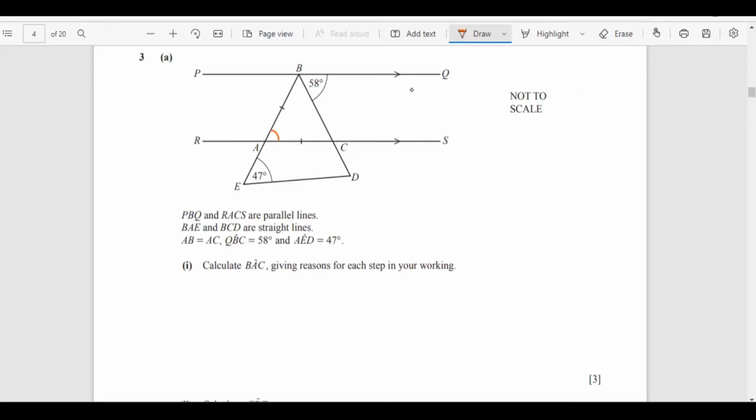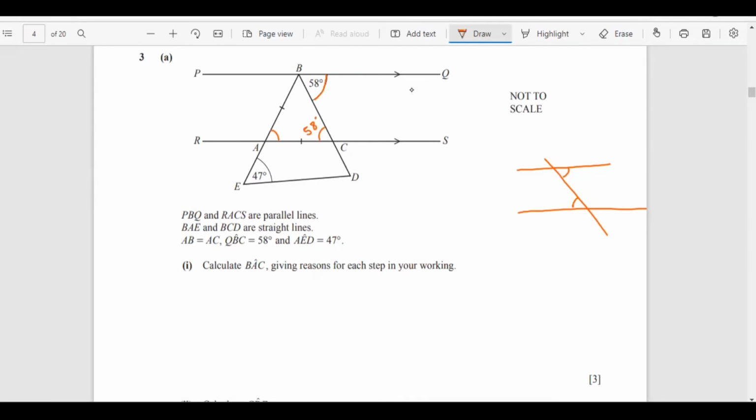When two lines are parallel and they are being cut by a transversal, this angle is the same as this angle, right? These are called alternate angles. So if this is 58, this would also be 58. Okay, this is good. So far, we just got one angle.